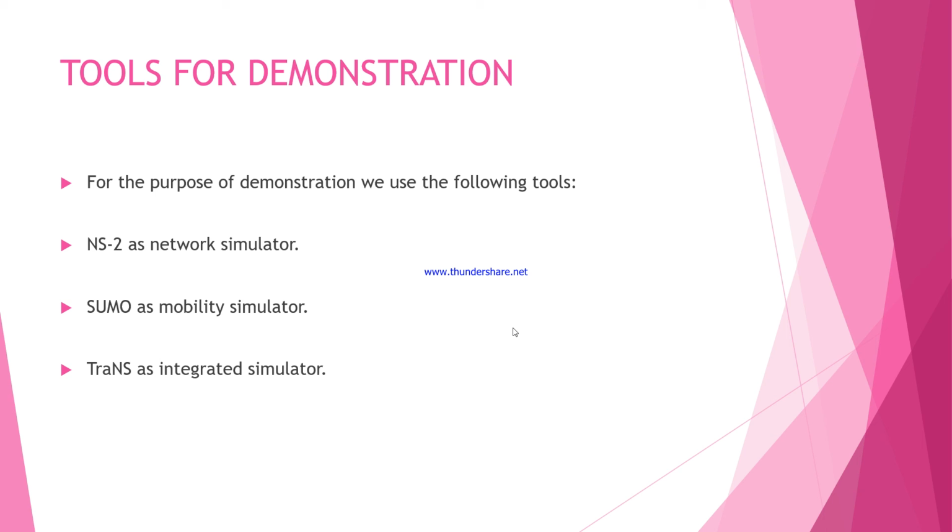The tools used for demonstration are NS2 as a network simulator, SUMO as a mobility simulator, and TraNS as an integrated simulator. The integrated simulator is used to combine both the network simulator and the mobility simulator in order to demonstrate a perfect VANET environment.